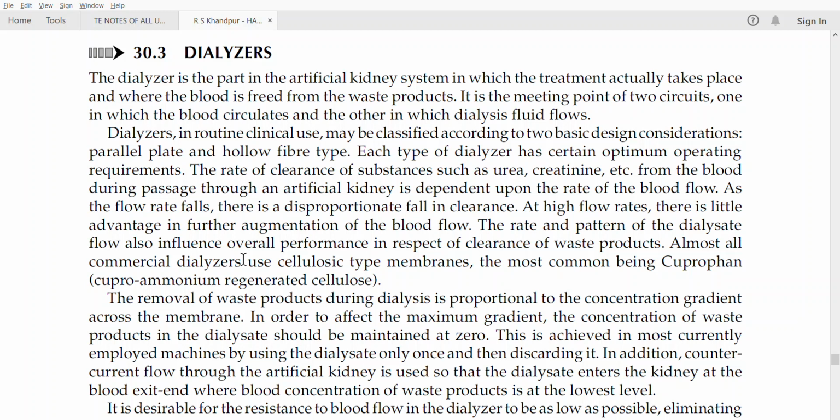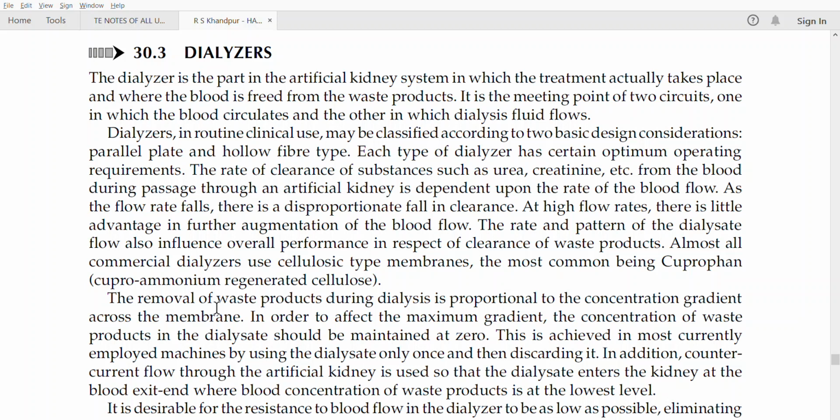Dialyzer is the part in the artificial kidney system where the treatment actually takes place and where blood is freed from the waste products. It is the meeting point of two circuits. One is where the blood circulates and the other is where the dialysis fluid flows. So you should have two circuits, right? One is the blood circuit, another one is the dialysis circuit.